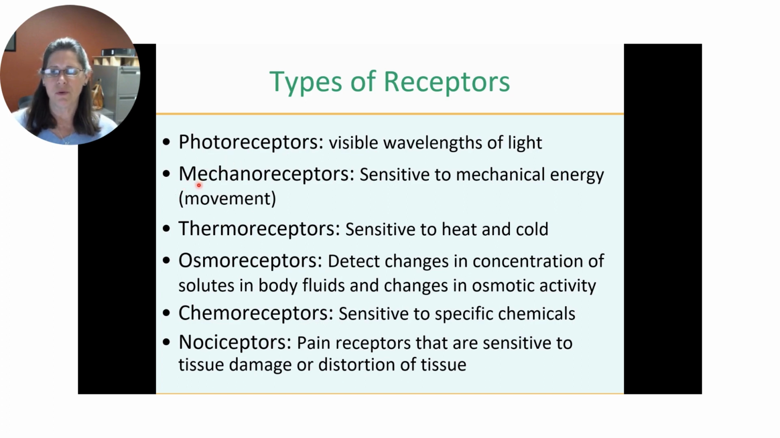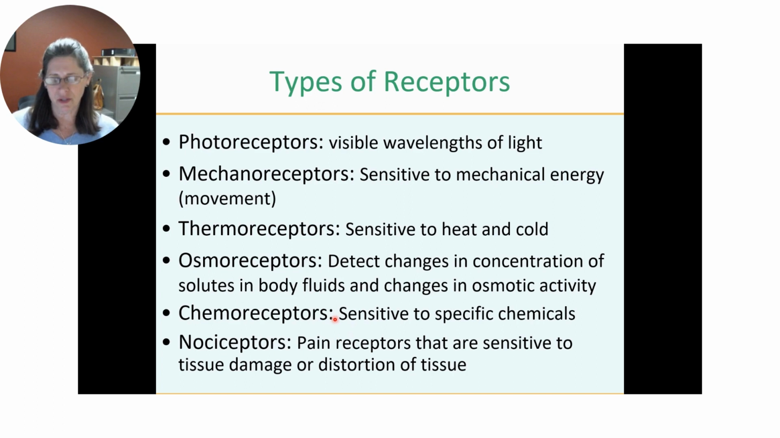So let's just go through these real quickly. Mechanoreceptors are sensitive to mechanical energy, meaning movement. It can be pressing against something. It could be fluid pressing against the receptor. So, one type of mechanoreceptor is the baroreceptor that we find in our blood vessels. Thermoreceptors respond to heat or to cold. Osmoreceptors respond to changes in the concentration of fluids in our body fluids, or changes in osmotic activity. So we will have osmoreceptors in our blood vessels as well to detect changes in the concentration of substances in our blood, in our plasma. Okay, so we'll look at these later in the semester.